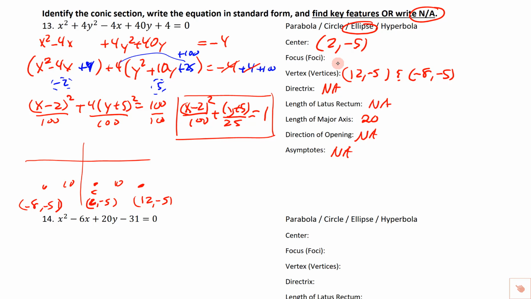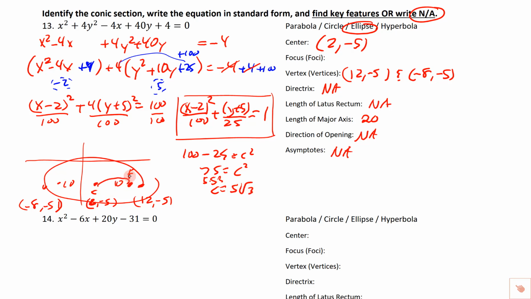So remember, the foci are going to be in here, inside the curved part of the conic section. So I need to figure out where those are. And remember, c squared is going to be big a squared minus little b squared. So we're going to do 100 minus 25 equals c squared. So that's going to be 75 equals c squared. So that means c is equal to, let's see, that's a 5 times a 5 times a 3. So that's going to be 5 radical 3.